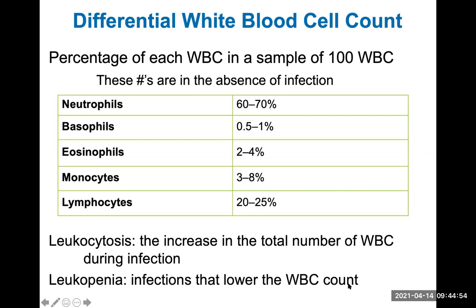Most infections, especially bacterial and viral infections, will cause a drastic increase in the total number of white blood cells during an infection. But there are some infections that can actually lower your white blood cell count. And so we have terms to indicate when the patient is experiencing more or less. So leuko for leukocyte, white blood cell, right? Leukocytosis means more than usual. Leukopenia means less than usual.